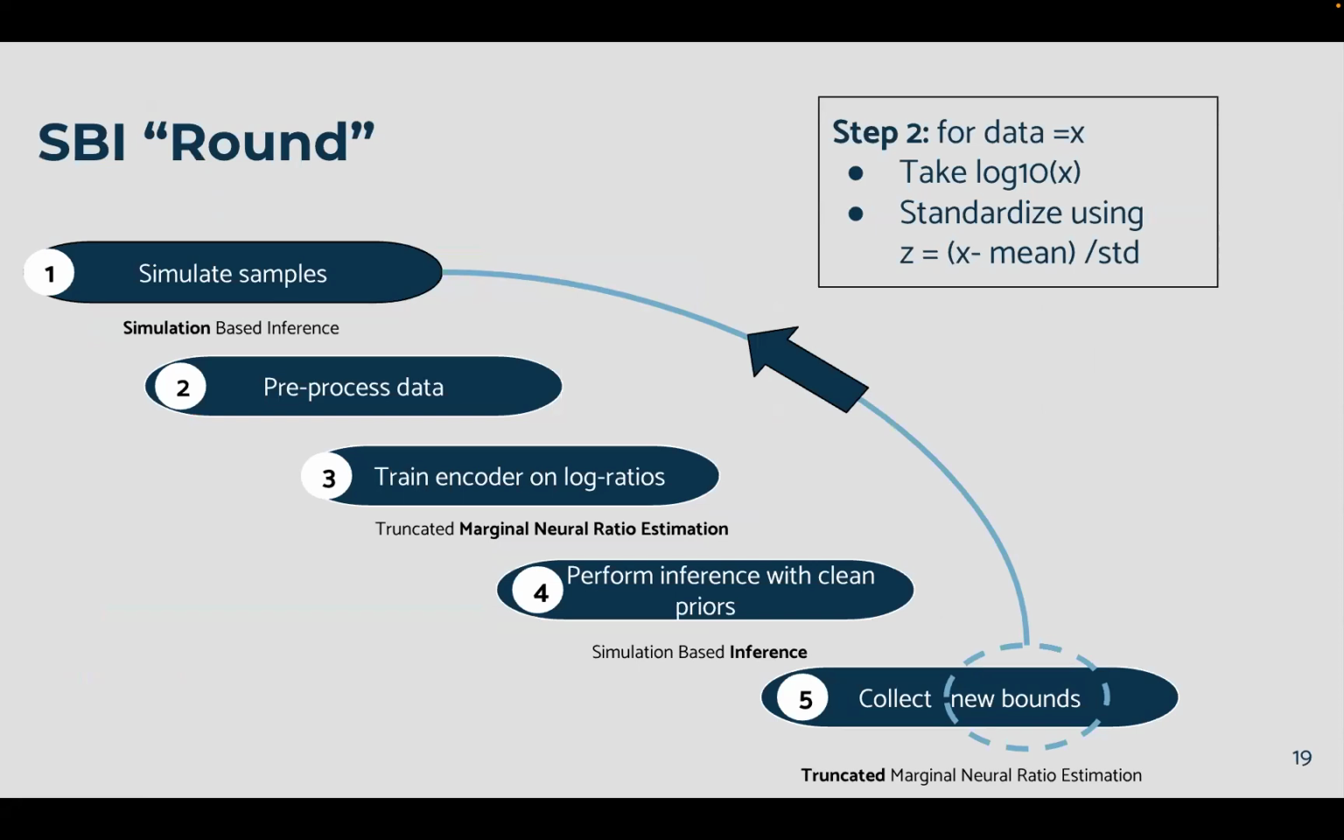So step 1, we simulate our samples. That's the simulation part of SBI. And step 2, we pre-process our data, which is shown in the box. Step 3, we train just the encoder part on our log ratios. We marginalize over the 2D posterior, the 2D parameter space. So this is the marginal neural ratio estimation part. And then we perform inference with clean priors. And then after that, we collect new bounds in step 5, which is the truncation part. And we put those new bounds back into the simulator and the new priors, and we rinse and repeat this process.